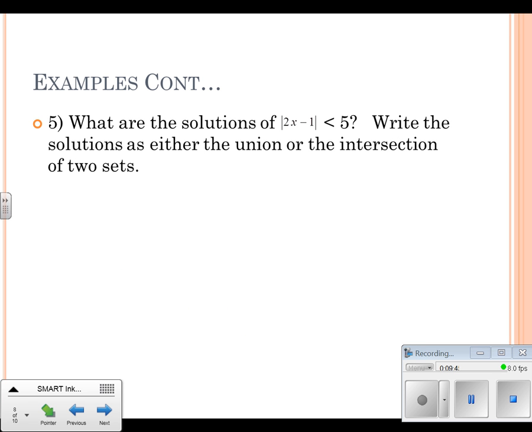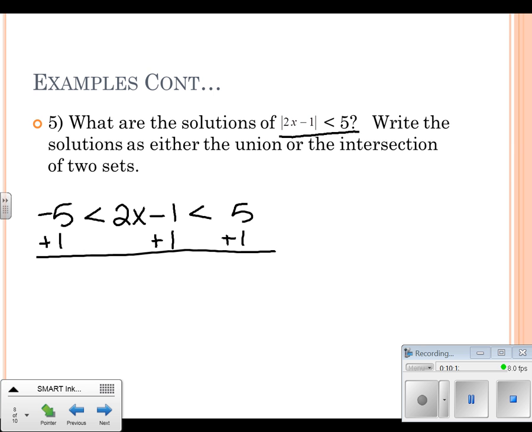What are the solutions of the absolute value of 2x minus 1 is less than 5? And we're going to write the solutions as either the union or the intersection of two sets. So because it's an absolute value and it's less than, it's going to be an AND problem where what is inside of the absolute value is going to be greater than the opposite of 5 but less than 5. So we're going to solve for x by adding 1.